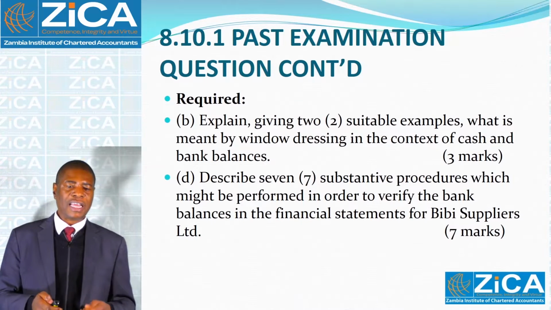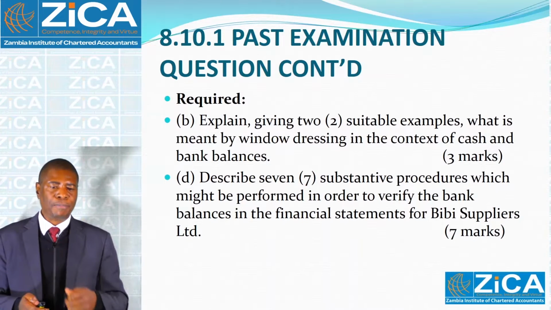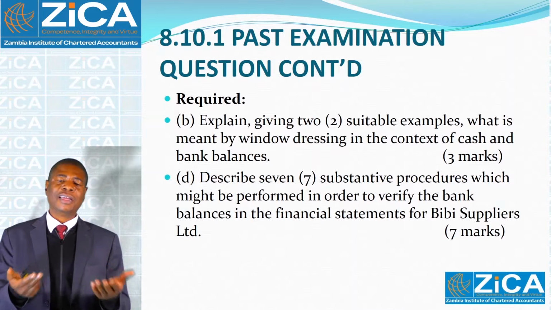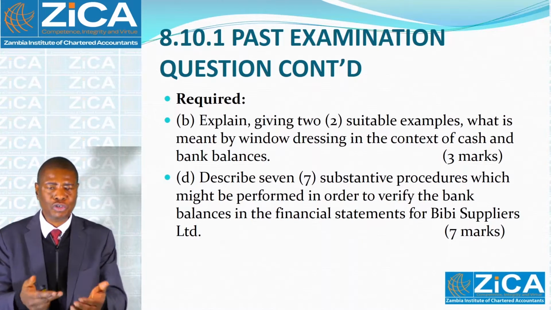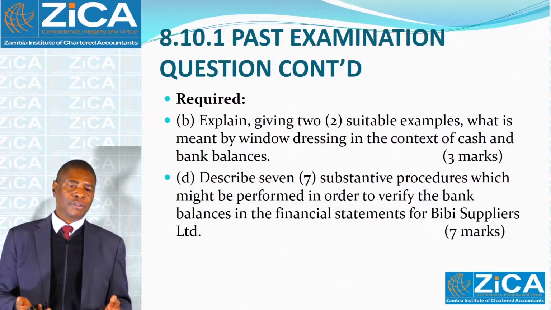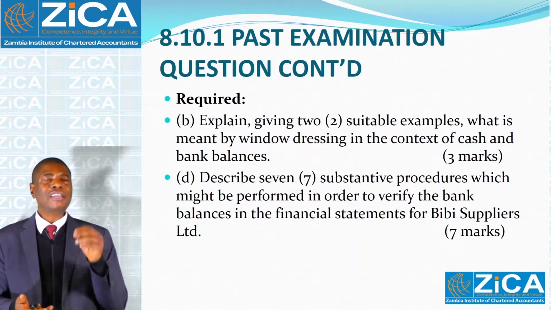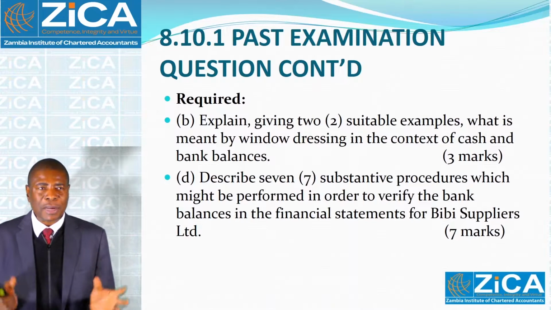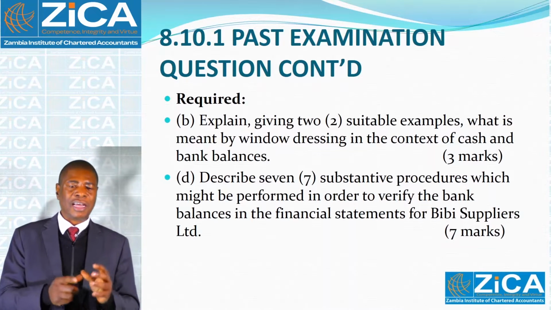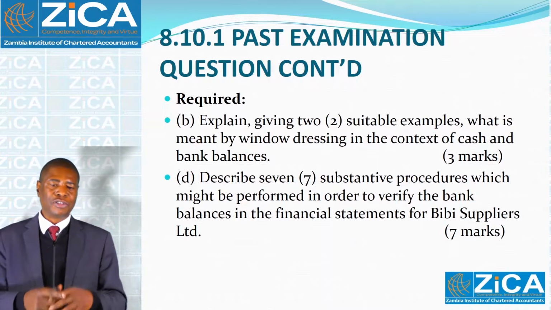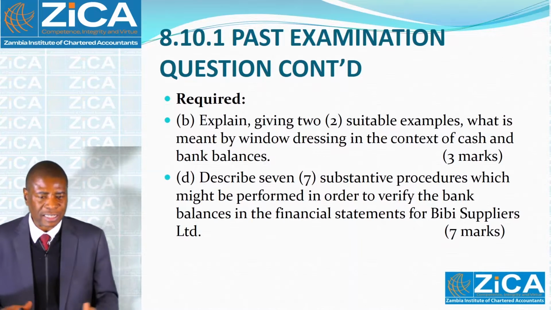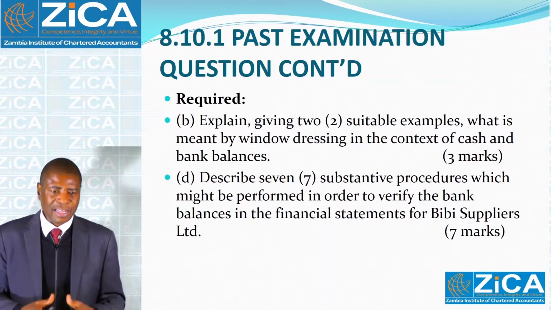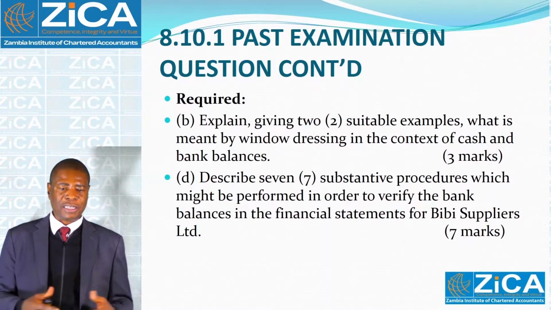The requirement was explain giving 2 suitable examples what is meant by window dressing. If you don't know the term window dressing, you've lost the 3 marks. But if you knew, the 3 marks was simple. So window dressing is simply trying to show a picture which is not true. Okay? You want to apply cosmetics to the accounts, and the auditors will not even say that. So it's always important that auditors are checking for that, because we have to make sure that window dressing is not, if it's there, it's actually disclosed, so people know about it.